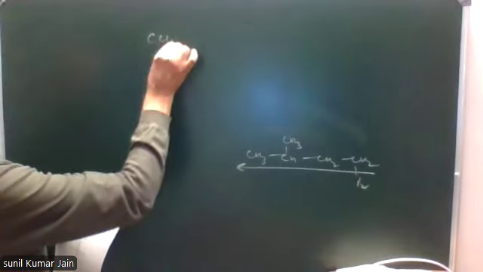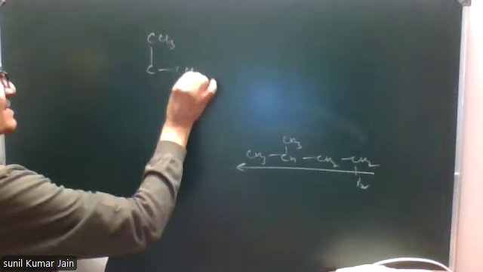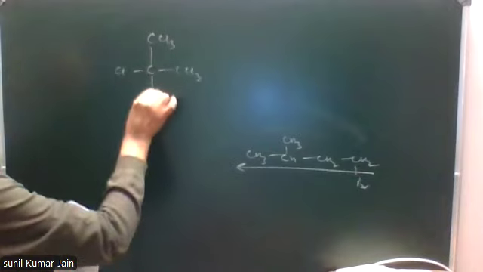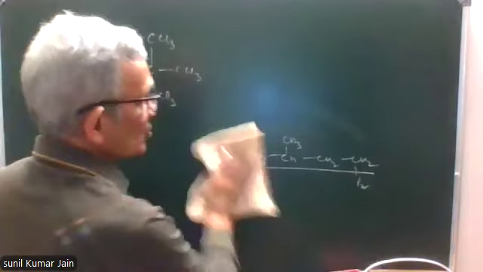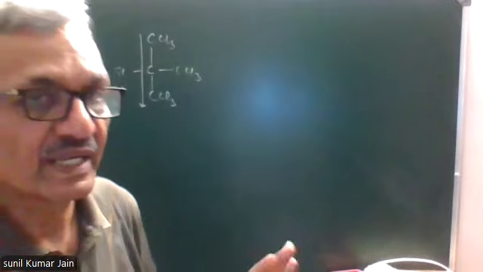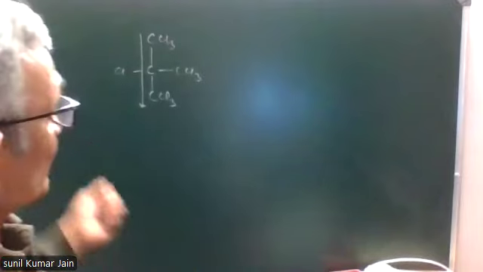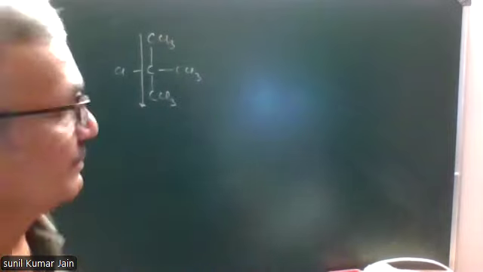Third example, CCl3, CCl3 and chlorine and CCl3. This is a straight chain of 3 carbon atoms. That is propane. It has a lengthy IUPAC name. I'll dictate it if you can write. A 3 carbon atom chain, that is propane.